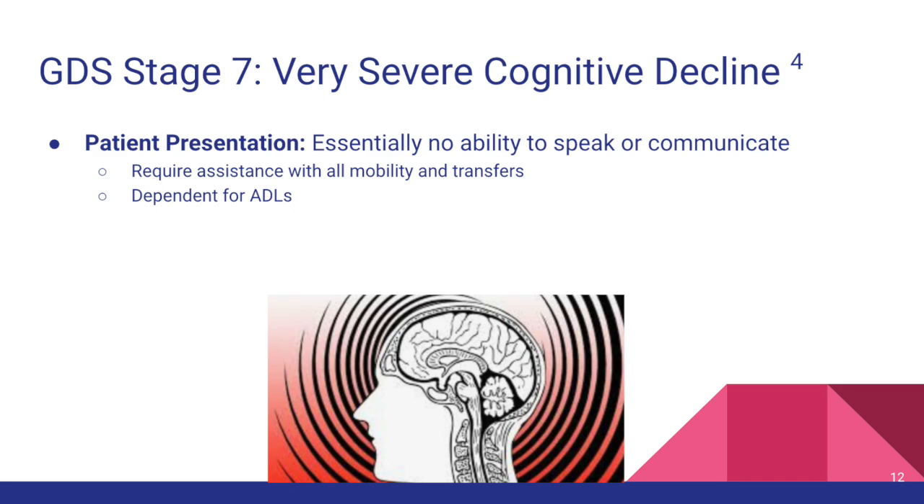GDS stage 7 is very severe cognitive decline, and it lasts about 1.5 to 2.5 years. This patient essentially has no ability to speak or communicate. They require assistance for all mobility and transfers, and they are dependent for all ADLs.